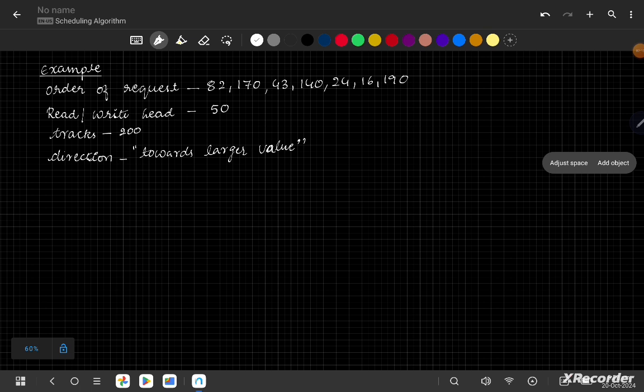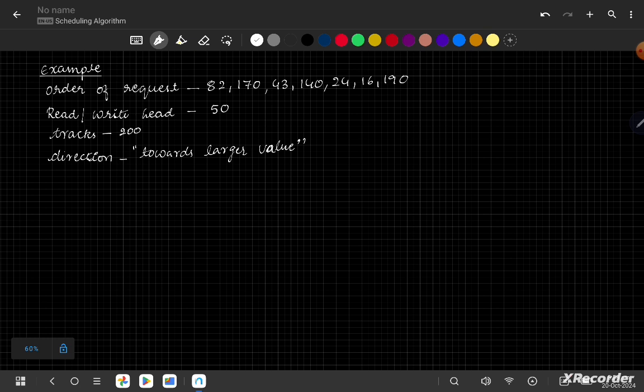Coming back to the problem, the order of requests is 82, 170, 43, 140, 24, 16, and 190. The current position of the read and write head is at 50, and the number of tracks is 200. And there is one more new statement that we have not seen in FCFS and SSTF, which is direction. It says towards the larger value. As I said in the beginning, in scan algorithm the disk arm moves only in one direction, and the direction will be mentioned by the question. So here it says larger value.